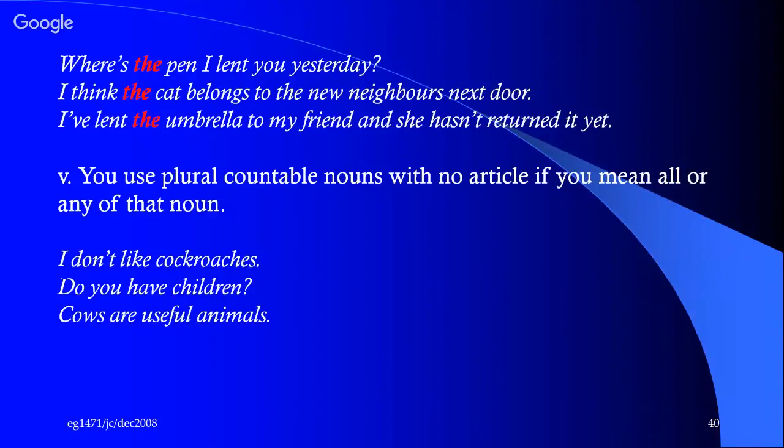You use plural countable nouns with no articles if you mean all or any of that noun. I don't like cockroaches in general. That is all cockroaches. Do you have children? Makkalidara. I'm not talking about particular makkalu. I'm talking about children in general. Cows are useful animals.